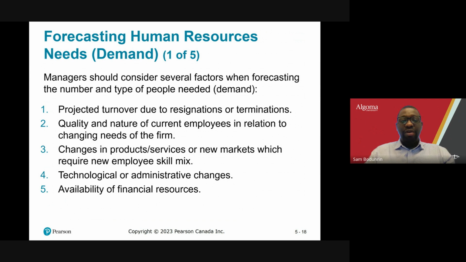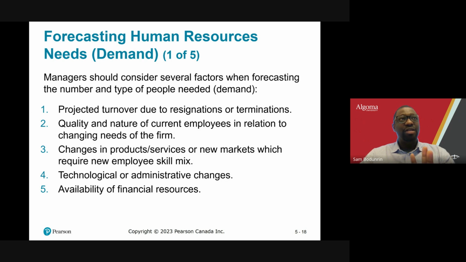So, forecasting human resources needs: managers should consider several factors when forecasting the number and type of people needed. One, projected turnover due to resignation and termination. When you're hiring, you also need to put into perspective people that will still resign, and people that will be terminated should also be considered in the percentage. Now, what are the qualities and nature of the current employees that we have in relation to the changing needs of the business or business trends?